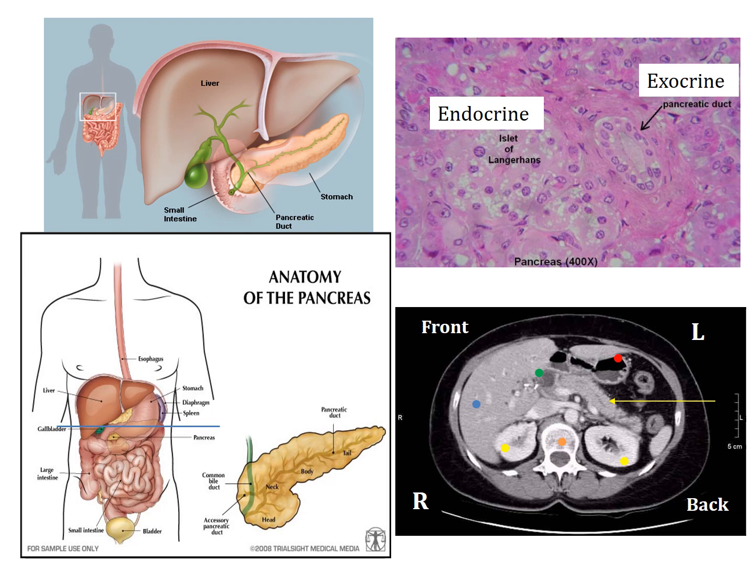When you look at the CT scan, the pancreas is highlighted by the yellow arrow, and if you look in the center of that organ, you can actually see that large pancreatic duct. The red dot is the stomach, green dot is the gallbladder, blue dot is the liver. Two yellow dots are the bilateral kidneys, and then you can see the vertebral column at the orange dot.